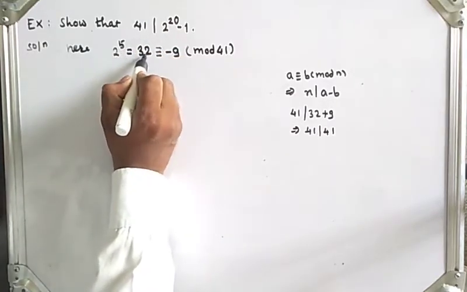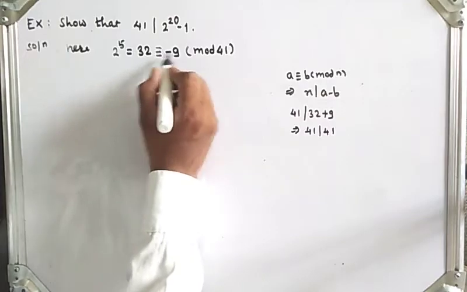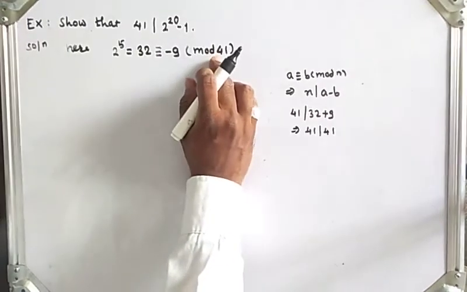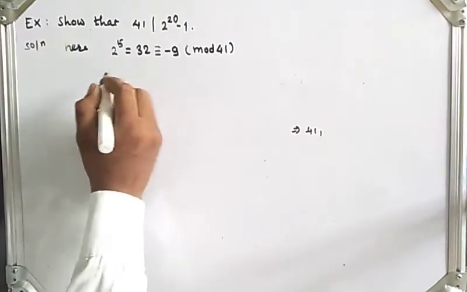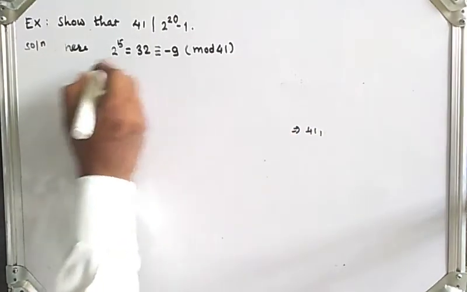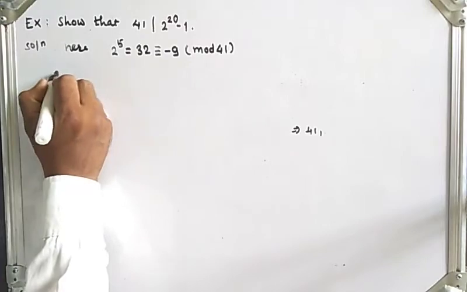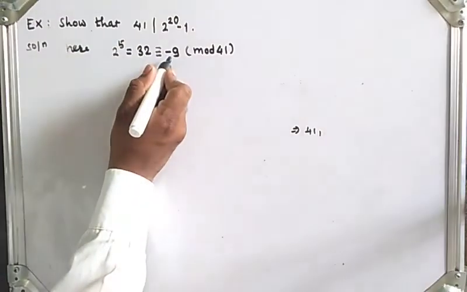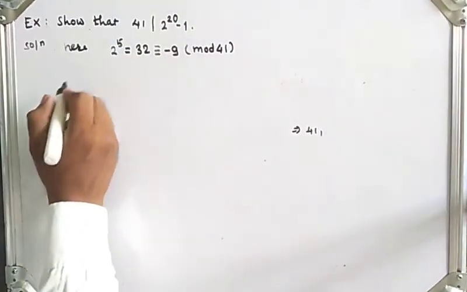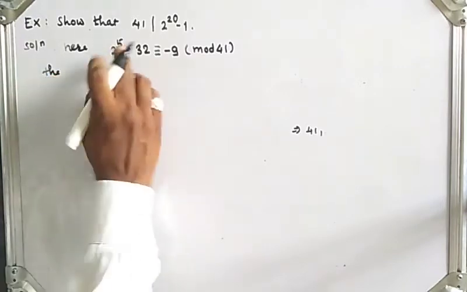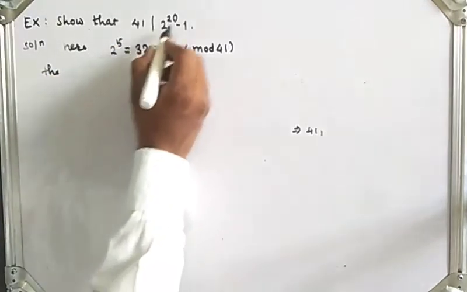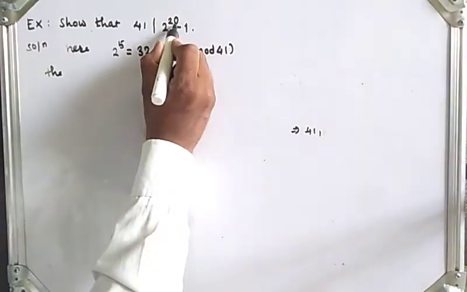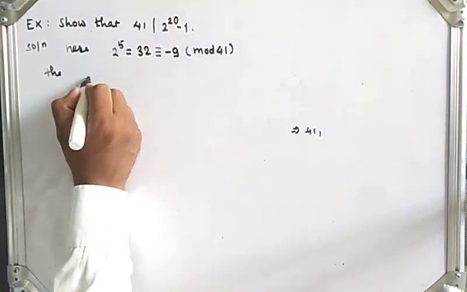So 2 raised to 5 is nothing but 32, and 32 is congruent to minus 9 modulo 41, right? So 2 raised to 5, which is congruent to minus 9 modulo 41. Then I will take the fourth power on both sides, because here we want 2 raised to the power 20. So taking the fourth power, what will we get?